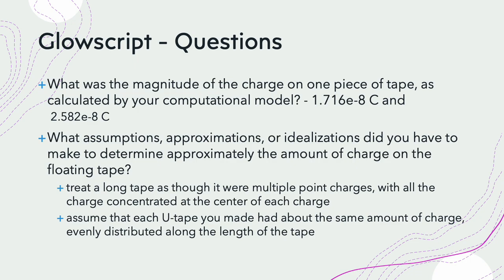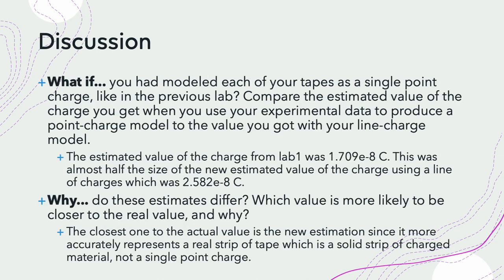Some of the questions. What was the magnitude of the charge on one piece of tape as calculated by your computational model? 1.716 e to the negative 8 coulombs for Lab 1 and 2.582 e to the negative 8 coulombs for the theoretical. What assumptions, approximations, or idealizations did you have to make to determine the amount of charge on the floating tape? We had to treat the long tape as though it were multiple point charges, 10 in this case, with all of the charge concentrated at the center of each charge, and we assumed that each U-tape had about the same amount of charge evenly distributed across the length.